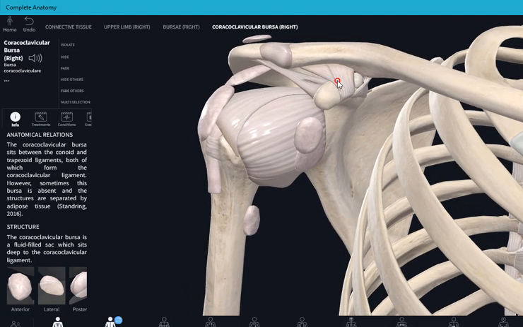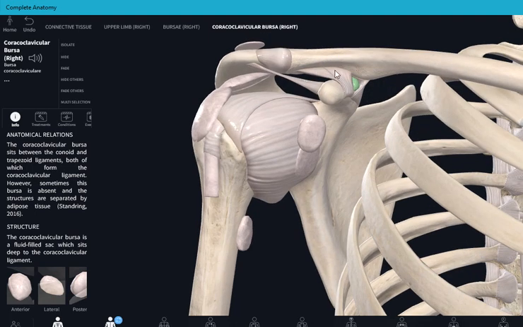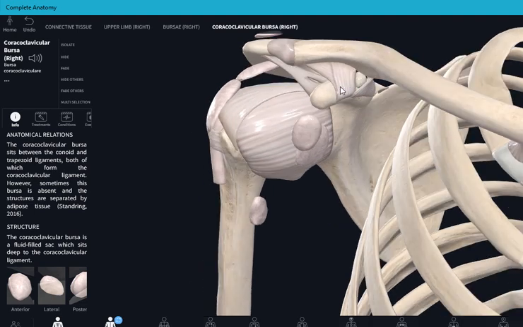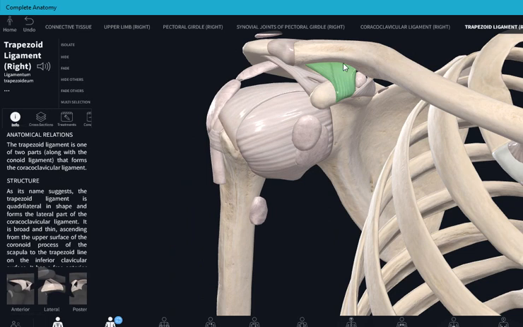You need to know that this ligament is connecting the coracoid process to the clavicle, and the ligament connecting the coracoid process to the clavicle is called the coracoclavicular ligament. There's a groove on the clavicle that is going to take the connection. There are two ligaments of the coracoclavicular ligament: one is called the trapezoid ligament, and another one is called the conoid ligament.